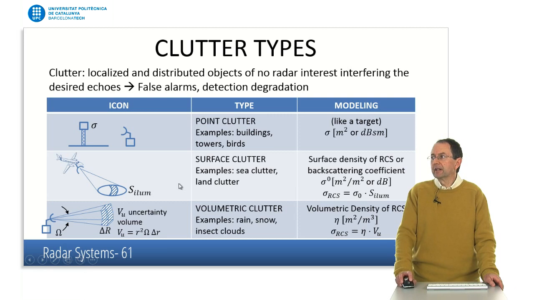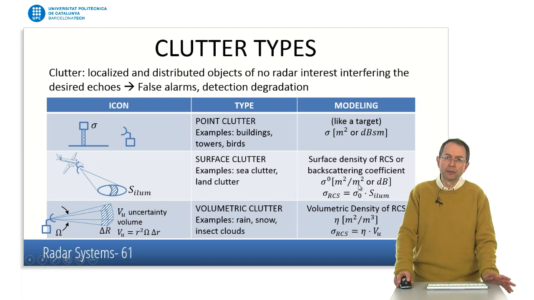In this case, the power of this clutter depends on the surface of illumination provided by the radar. So actually, the clutter is modeled by a surface density of radar cross-section, which is expressed in meters squared of radar cross-section per meter squared of illuminated surface. So it is adimensional. It is often expressed just in dB. And the value is just the product of this surface density, or backscattering coefficient, multiplied by the illumination which has been provided by the radar, this surface of illumination here.